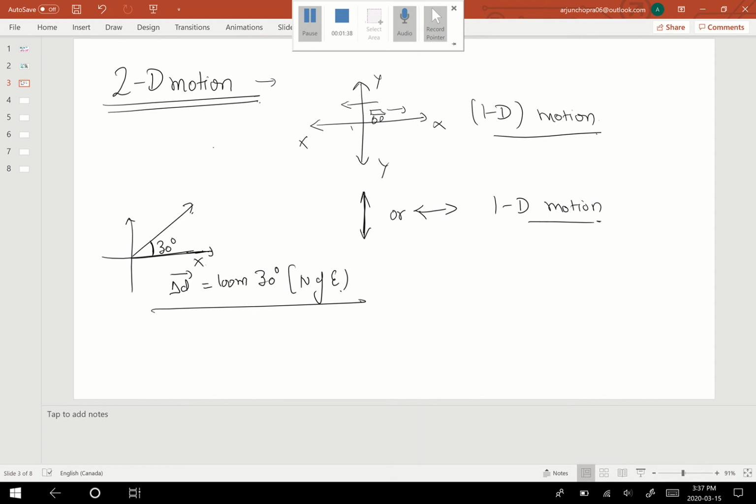So in this case I can see when the car is moving in this direction, not only is it covering a certain displacement in the x direction, it is also covering a certain displacement in the y direction. So let's say after 3 seconds the car is at this point. Let's say the car covered 4 meters in the x direction and 3 meters in the y direction. So this kind of motion is called 2D motion.